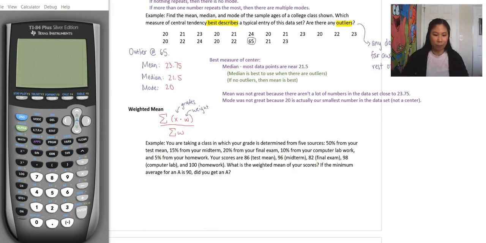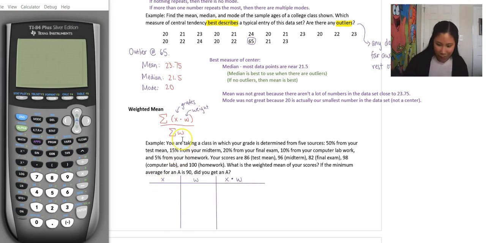So let's calculate that. First I'm going to start listing out all the grades that I have. Those are my x's, because x stands for grades. So 86 was my test mean, 96 was midterm, 82 for my final exam, 98 for computer lab, and 100 for homework. Then I'm going to match up my weights with each of those scores.